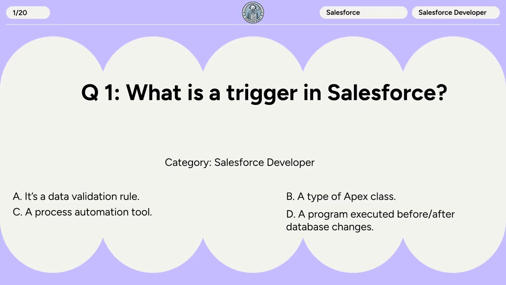Question 1. What is a trigger in Salesforce? A. It's a data validation rule. B. A type of Apex class. C. A process automation tool. D. A program executed before or after database changes.